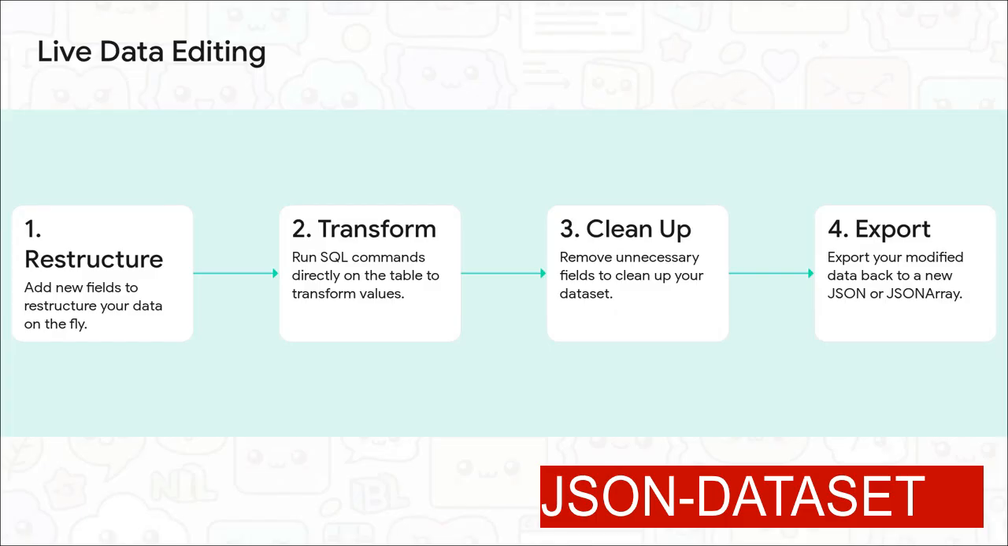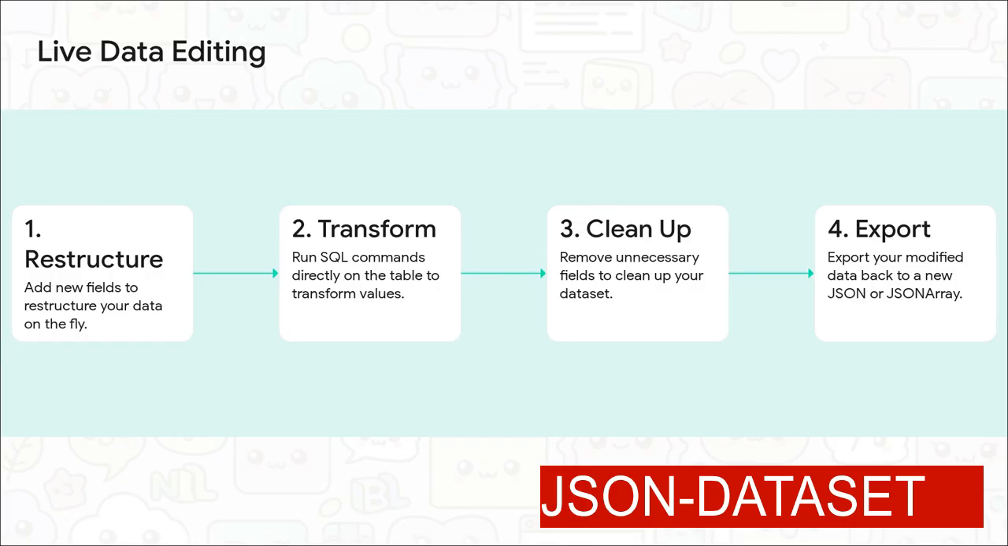Well, let's say you have first name and last name fields and you want to combine them. No problem. You can just add a new full name field on the fly. Then you can run a simple SQL update command right on this in-memory table to fill it in. After that, just remove the original first and last name columns to tidy things up, and when you're all done, you can export your newly shaped data back out as a clean JSON array.